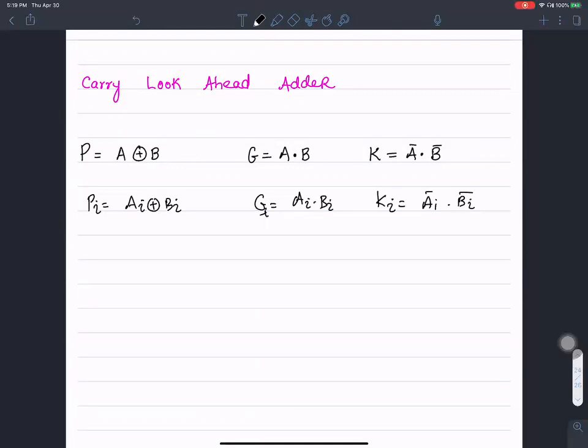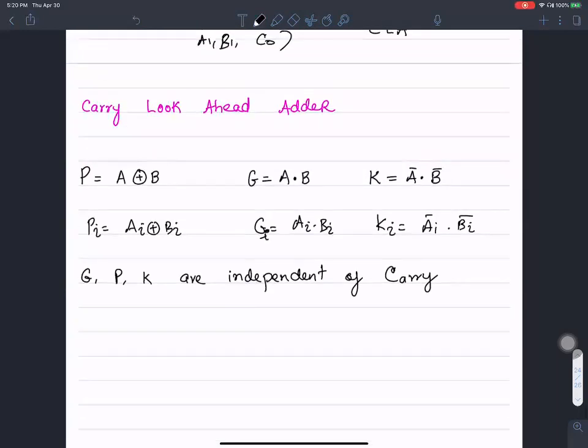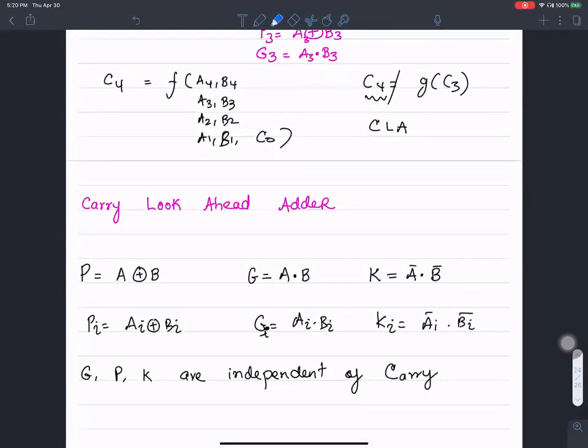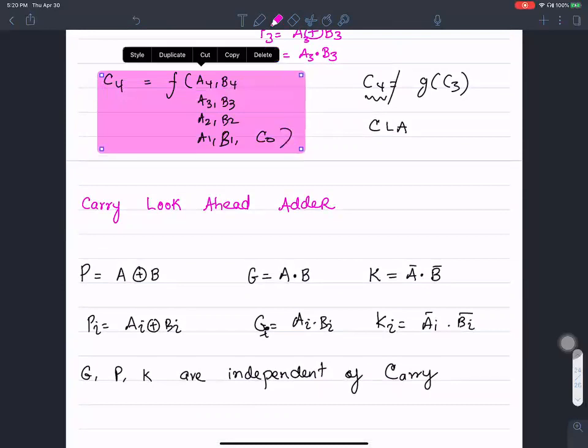What we want to notice is that these terms G, P, and K are independent of the carry. There is no carry term when you want to calculate these terms. So I can use them to implement this. The idea of the carry look ahead adder is to implement something like this.